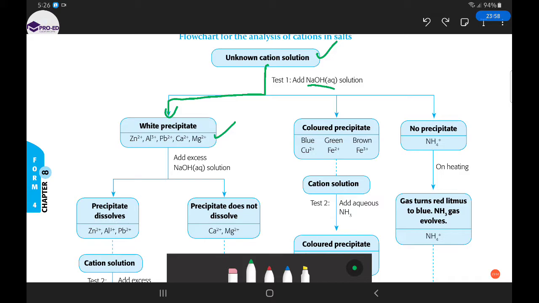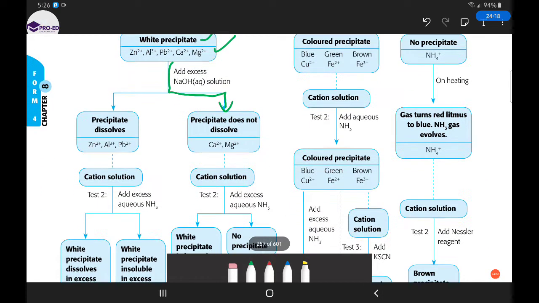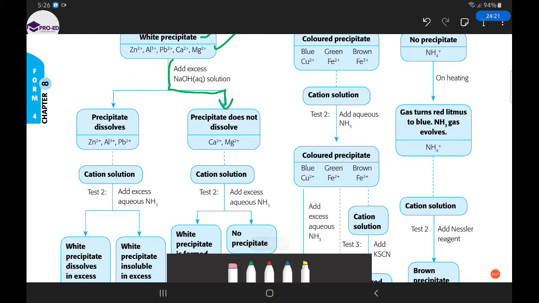Earlier we found that the precipitate dissolved. So that means it was zinc, aluminium or lead. We were going in this direction, but now we are done with that already. Now we find that when we add excess sodium hydroxide, the precipitate did not dissolve. This white precipitate that was here remained there. White colour precipitate still present. Then we can already summarize, so it's not zinc, aluminium or lead like earlier.